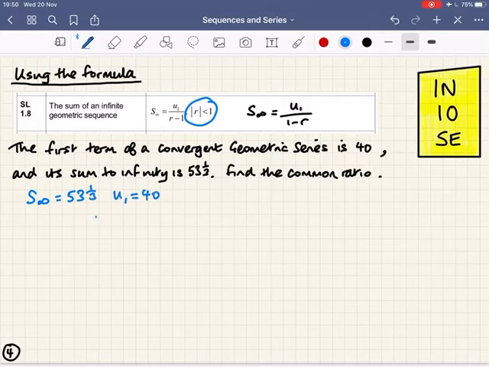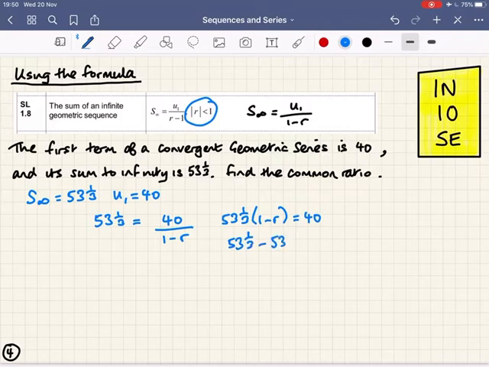So we got the sum to infinity, 53 and a third, by calculating u1 over 1 minus r. And just a little bit of rearrangement here, and we can solve this pretty quickly. 53 and a third multiplied by 1 minus r to get rid of the fraction equals 40. Expand all of that out. 53 and a third minus 53 and a third r equals 40. If I rearrange that now, I end up with 53 and a third r. I've moved that to the other side, and I'll subtract 40 from the 53 and a third to give 13 and a third. Hope you're with me there.